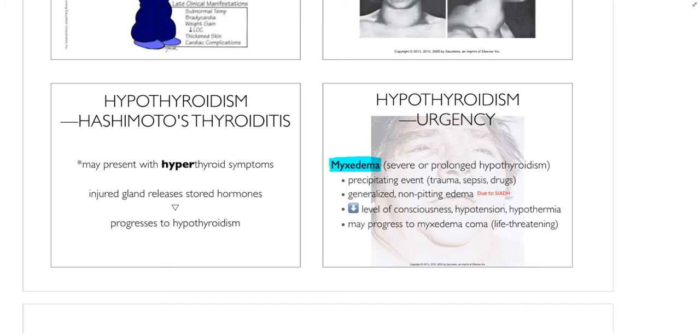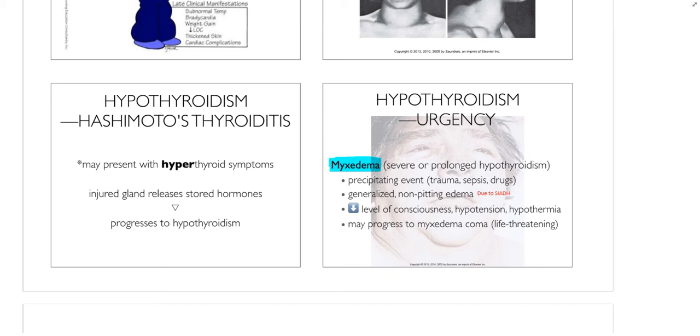So I guess in general the gland originally gets injured, and in the process of being injured, we end up with a massive release of the thyroid gland hormones, making it appear as if we have hyperthyroid symptoms. But over time, as the stores of thyroid gland hormones decrease and they're not replaced by more production of T3 and T4, we'd lead then to hypothyroidism.